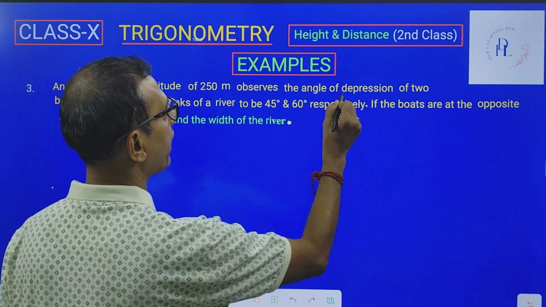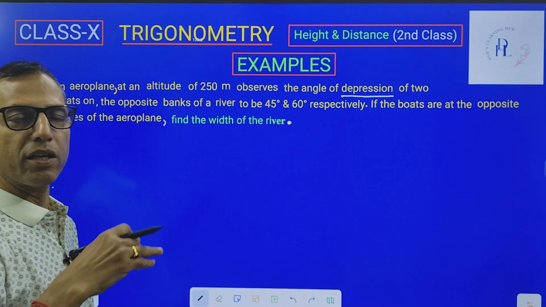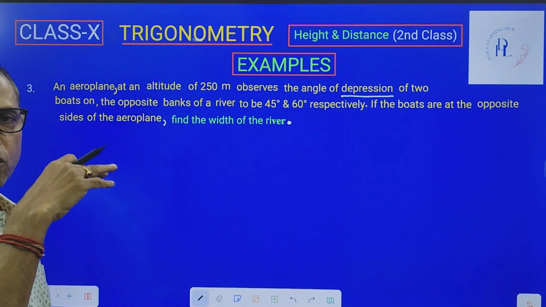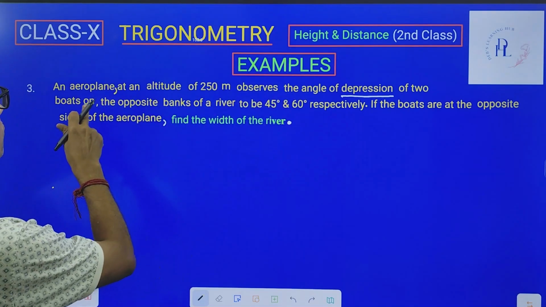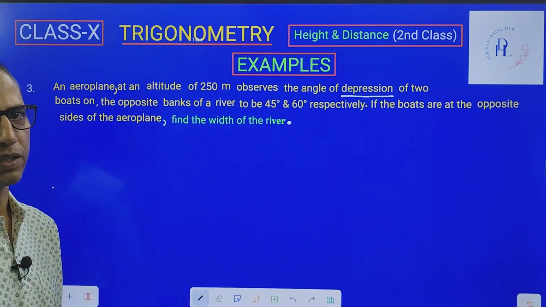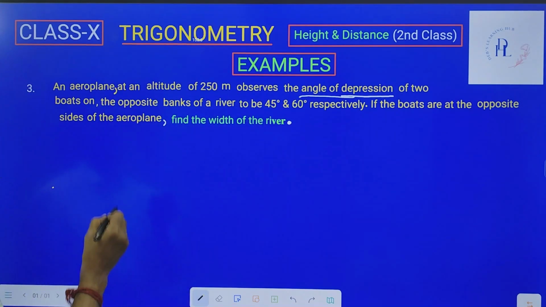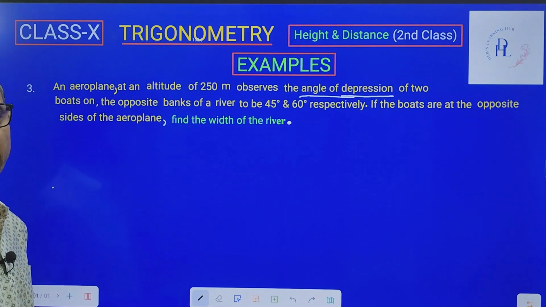First of all, the angle of depression, that means the aeroplane is flying, it's observing two boats, right? The angles of depression of two boats on the opposite banks of a river are 45 degree and 60 degree. Now, where are the boats? On the opposite banks of a river.